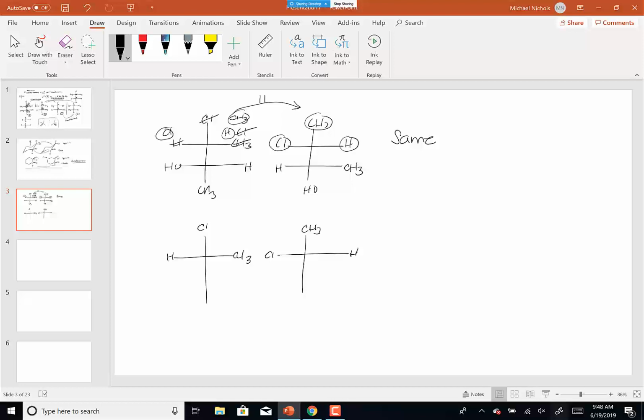So here's another way to do it. Remember that in the Fischer projection, here's my Fischer projection, right? So the Fischer projection, here's the group that's down, here's my 3 up.